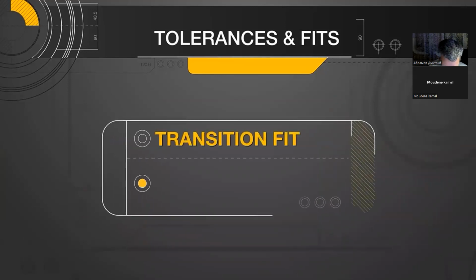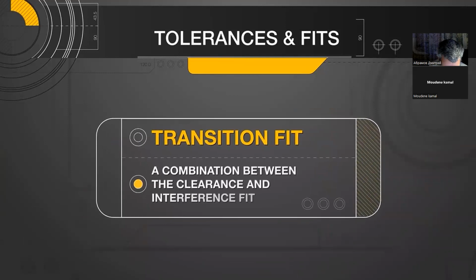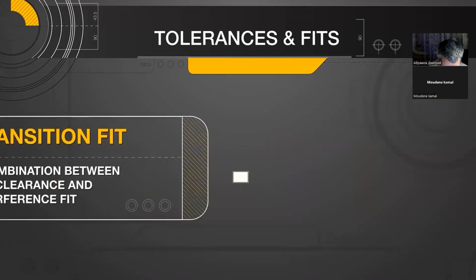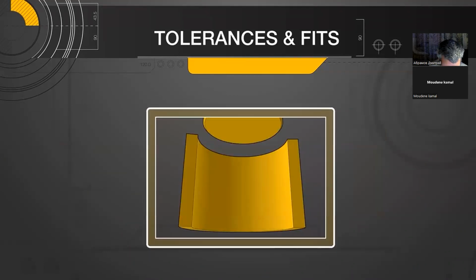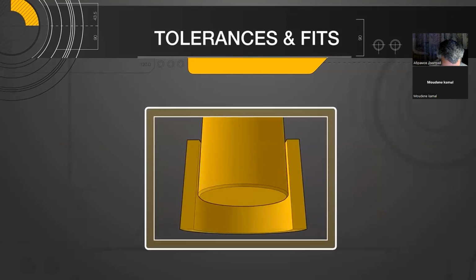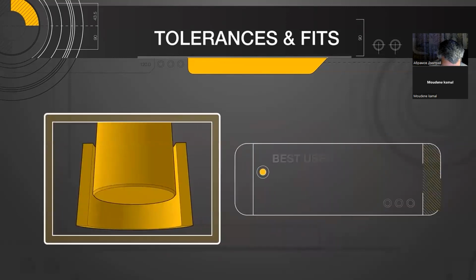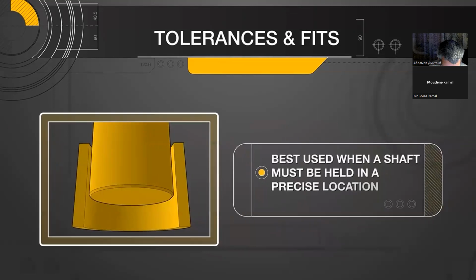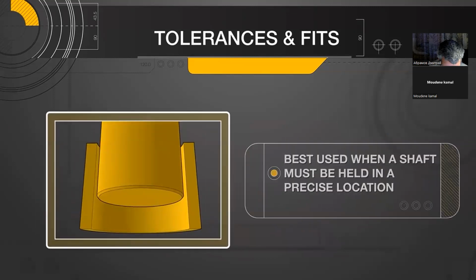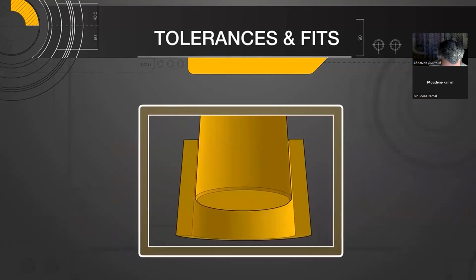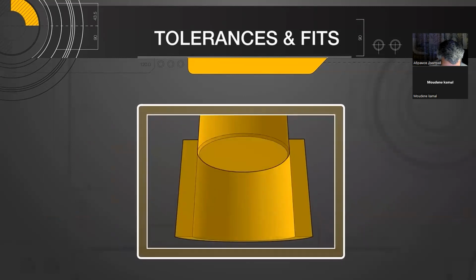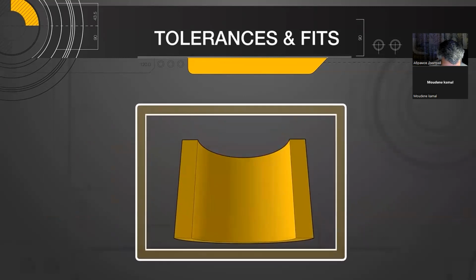The transition fit is a combination between the clearance and interference fit. Depending on the actual dimension of the shaft and bore, it is possible that either could occur. This fit is best used when a shaft must be held in a precise location. If interference should occur, it will not be to the extent where disassembly is overly difficult.